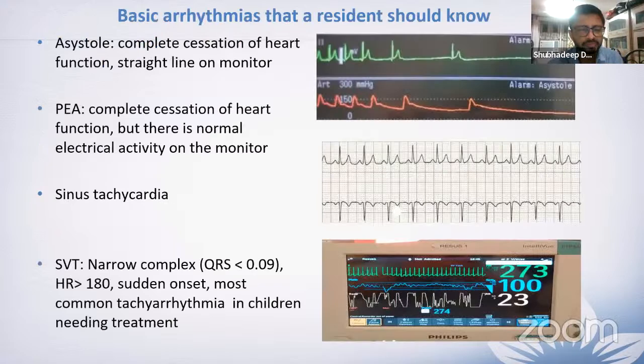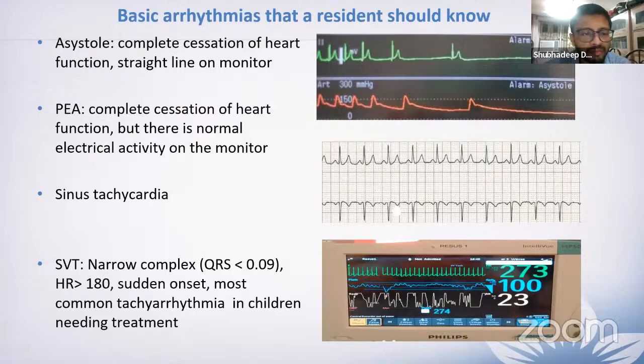I would strongly suggest you remember these rhythms and have a mental model of them. So the first one, what is this? This is asystole. This is a complete cessation of cardiac activity. You see a straight line on the monitor, so we immediately have to start CPR. And we know what PEA is. There is cessation of cardiac activity, but still you would see electrical activity on the monitor. Again, you have to start CPR.